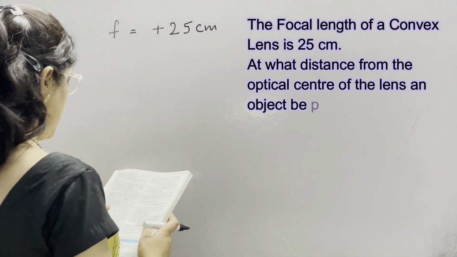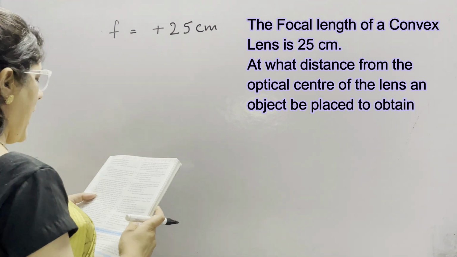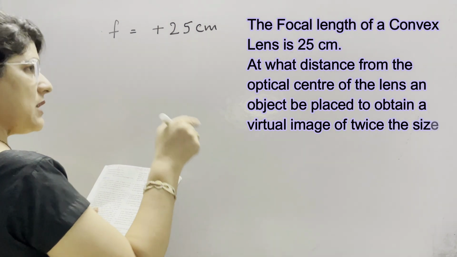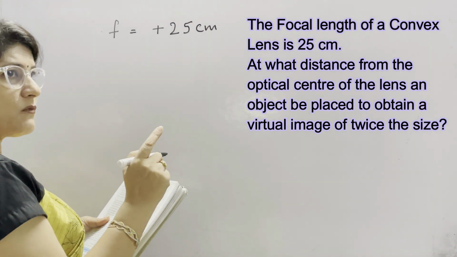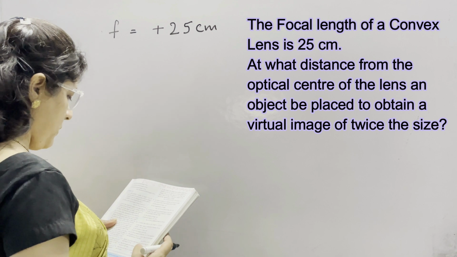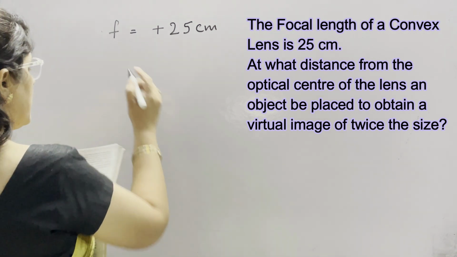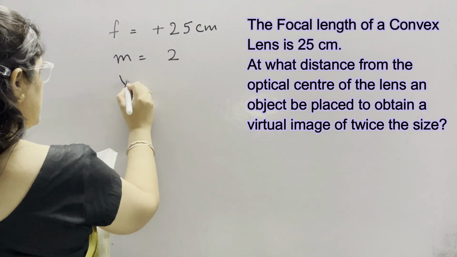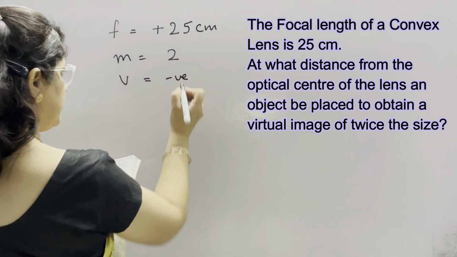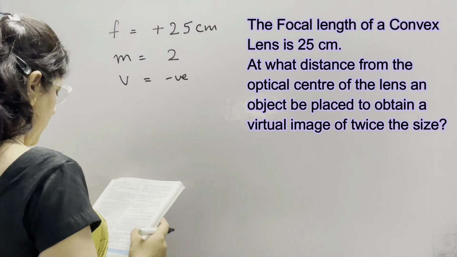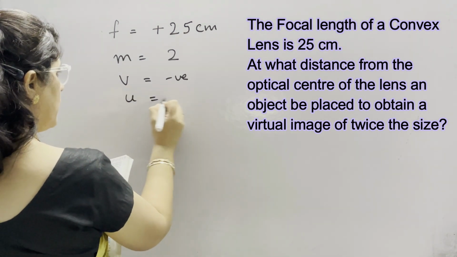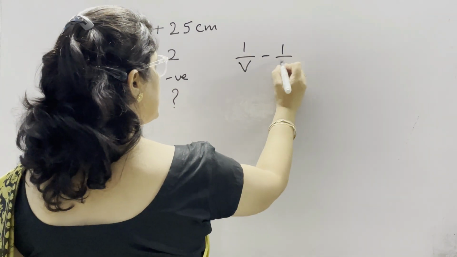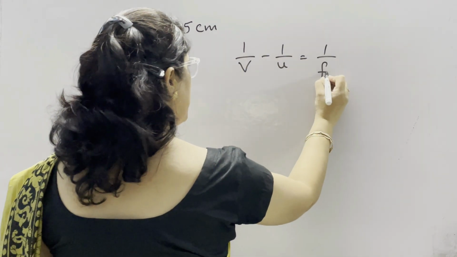At what distance from the optical center of the lens should an object be placed to obtain a virtual image of twice the size? It means it is given that the image is virtual, and if the image is virtual, a minus sign should be there. Magnification is 2 and the image is virtual. It means v is negative. Now the distance of the object you need to find out. Now the formula is 1 upon v minus 1 upon u is equal to 1 upon f.